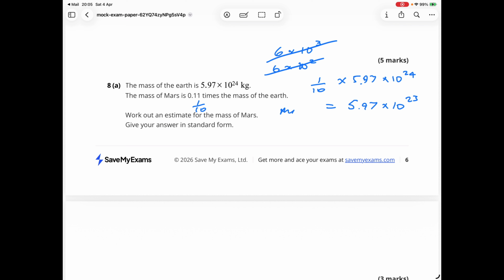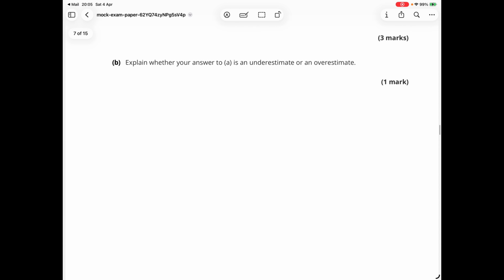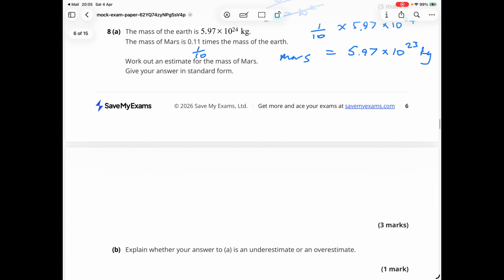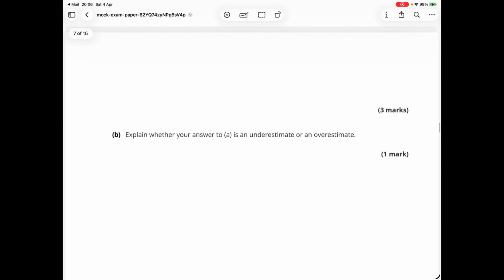So Mars equals 5.97 times 10 to the power 23 kilograms. And we don't have a calculator, remember, otherwise it'd be a lot easier. Explain whether your answer is an underestimate or an overestimate. So 0.11 is actually about a 1/9. So it's actually bigger. So Mars is bigger than what I've just said, so it's an underestimate.